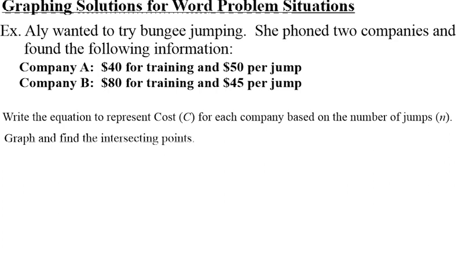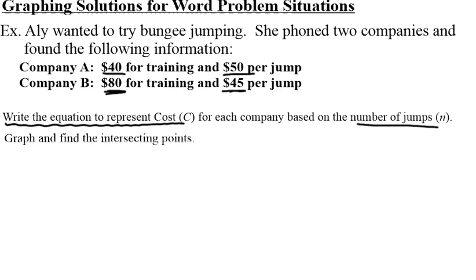So Allie wanted to try bungee jumping. She phoned 2 companies and found out the following. You could pay $40 for training, and then they're going to charge you $50 for every jump. Or they're going to charge more for training at company B, but they charge a little less per jump. So that's what the system is telling us. We need an equation to start that talks about the cost for each company based on the number of jumps. So that's our x and y.